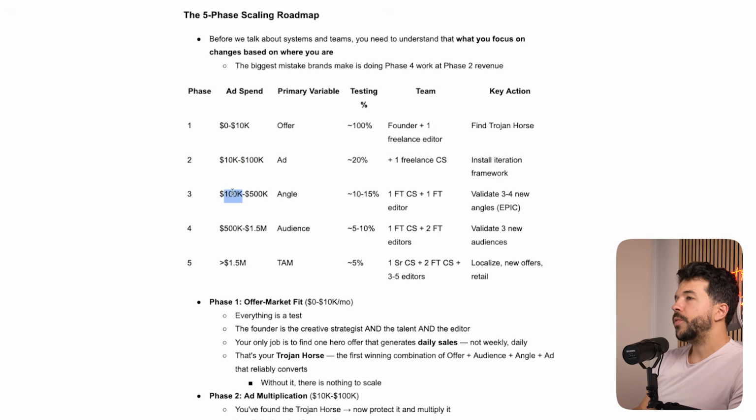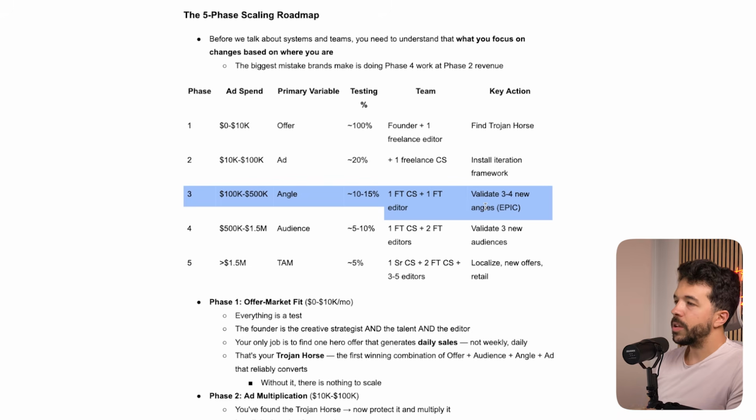Phase 3 is where we go from $100,000 to $500,000 a month on ad spend. The primary variable here is the angle.